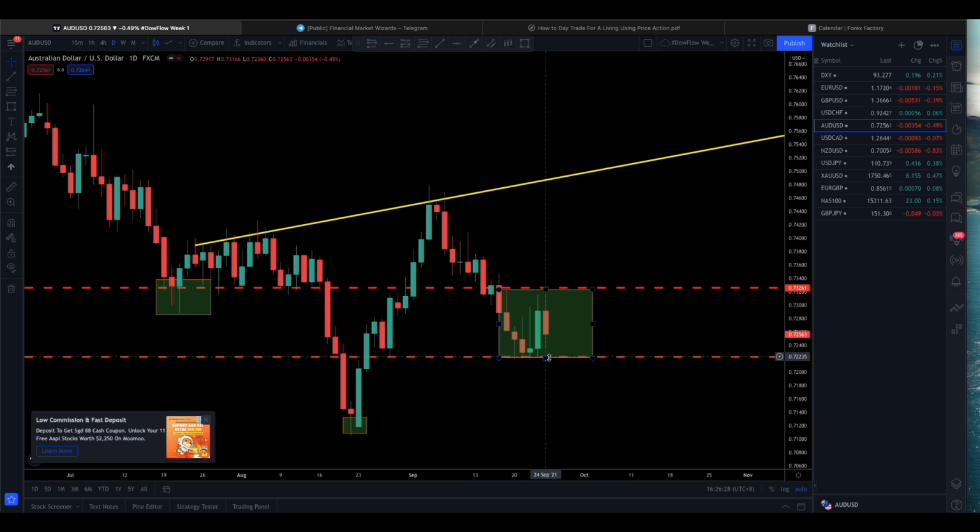Watch carefully for this. It will probably just go up, down, up, down, up, down within the range for next week. So just be very patient. Try to avoid trading this currency pair. But if you really must trade, just take note of this support here and this resistance right here.